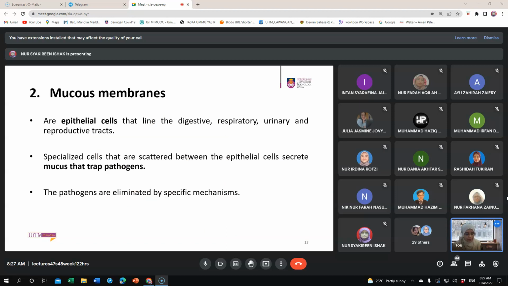And then you have the mucous membrane. The mucous membranes are made up of epithelial cells that line the digestive, the respiratory, the urinary, and also the reproductive tract. These specialized cells scattered between the epithelial cells secrete mucus that traps any pathogen that enters into your digestive system along with the food that you eat, or through the air that you breathe in the respiratory system, or in your urinary tract, and also in the reproductive tract. So the pathogens are eliminated by specific mechanisms.